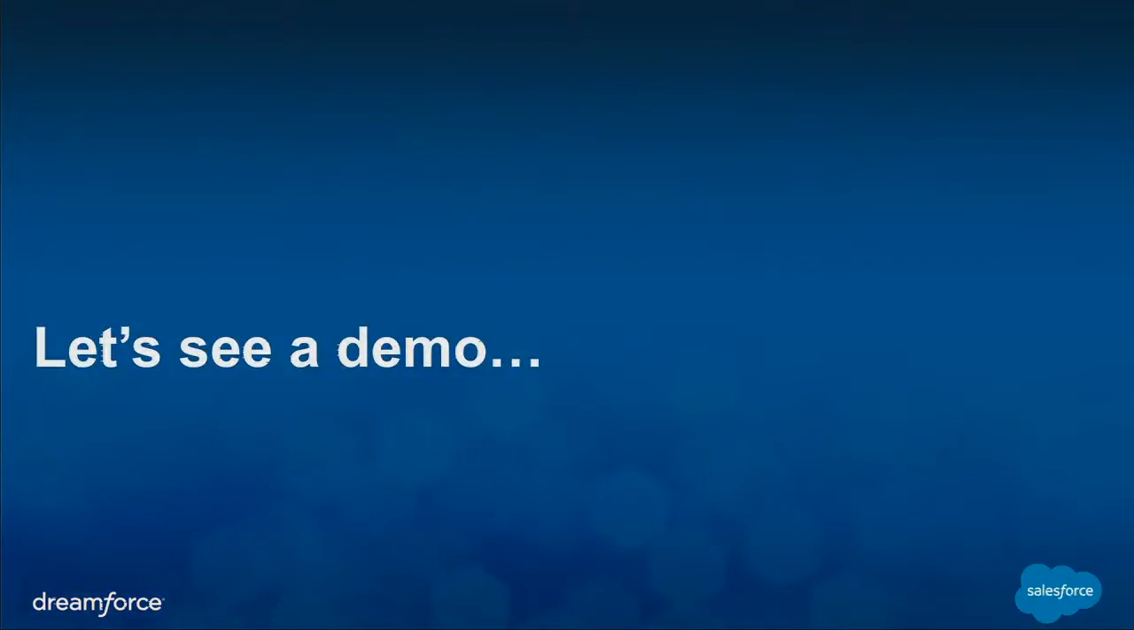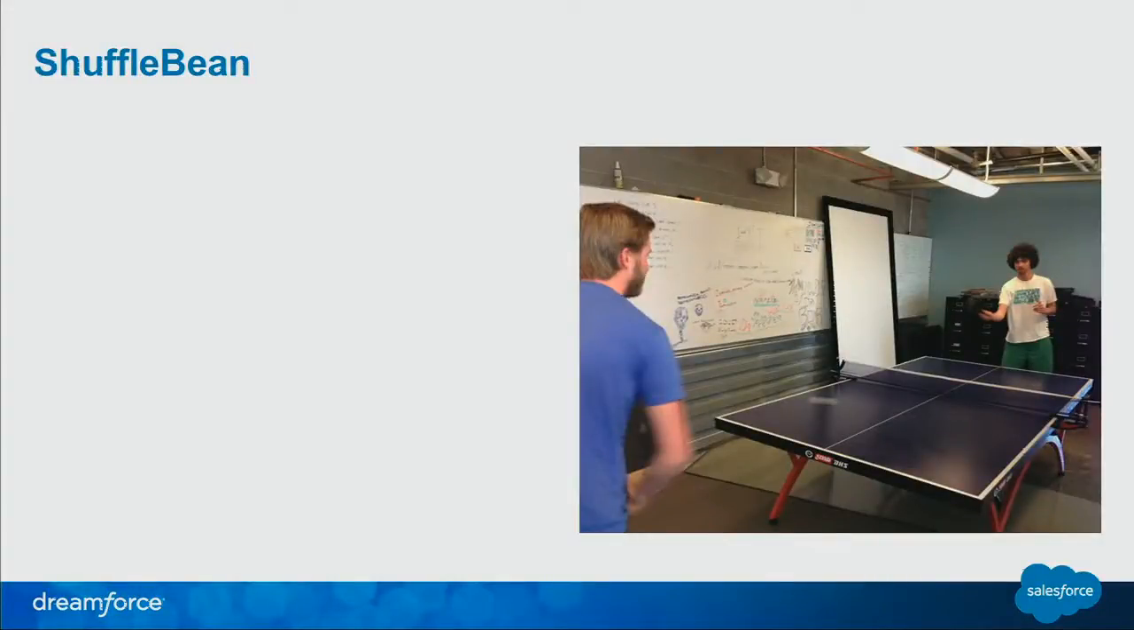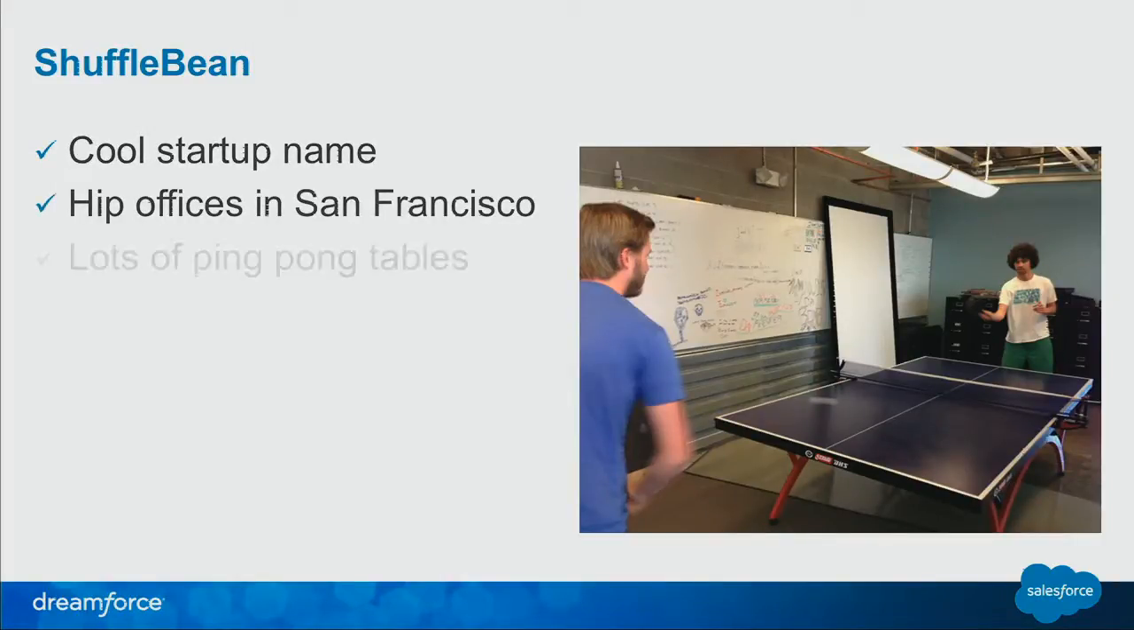All right, so let's see a demo. To set the scene a little bit, let's talk about our startup company, Shufflebean, which you may have seen if you were at our session yesterday. Like any good, cool, hip startup, they have a great, cool, hip name. They have hip offices in San Francisco, and of course they have lots of ping pong tables, because that's what you do when you're a startup, right? Those got to be quite popular, and there's lots of games going on, and it's really difficult for them to track all the matches.